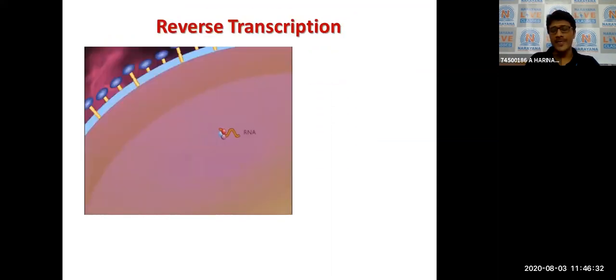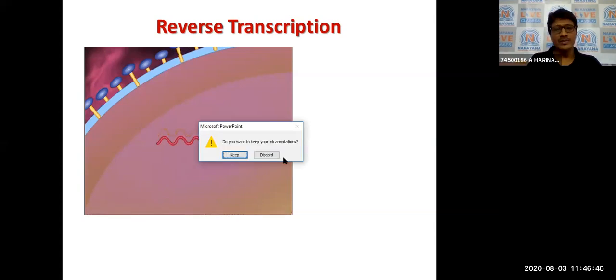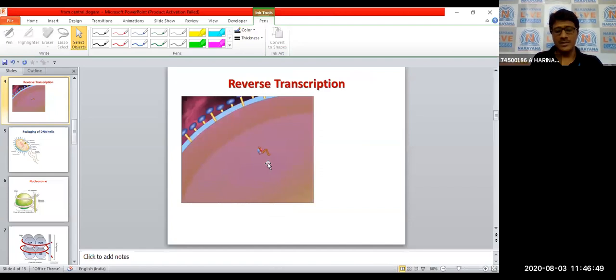So the next process here is reverse transcription. As I told you, in most organisms the flow of genetic information is from DNA to RNA, but in some viruses the flow of genetic information is from RNA to DNA. So the synthesis of DNA from RNA we call reverse transcription, simply called RT.